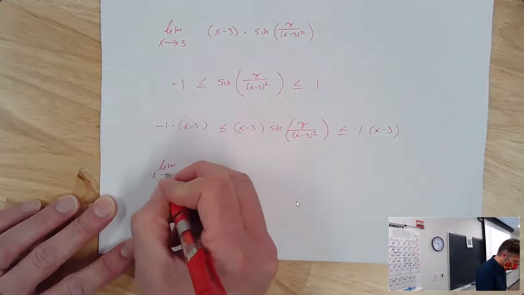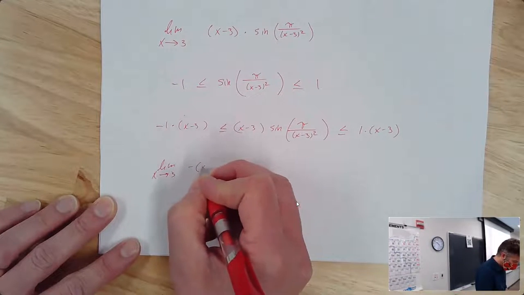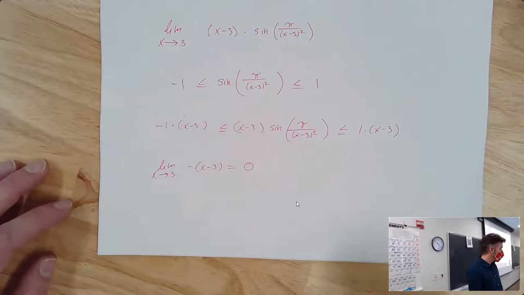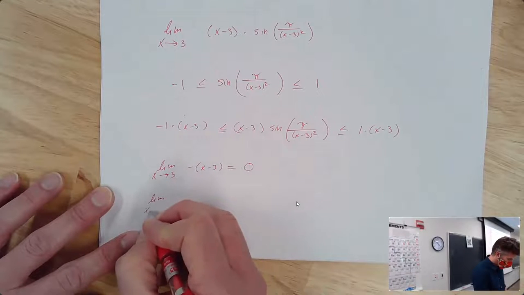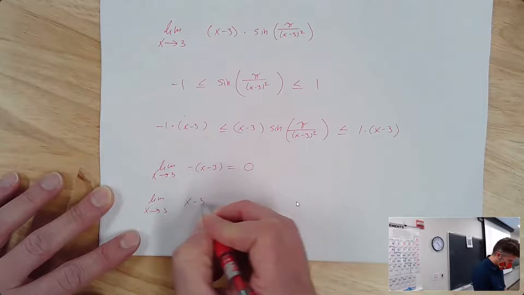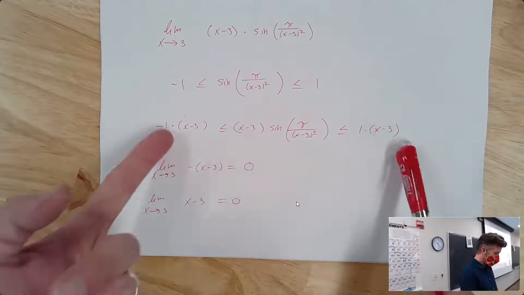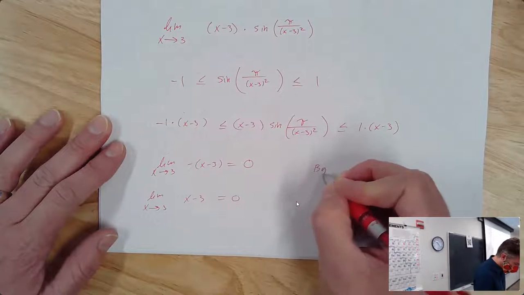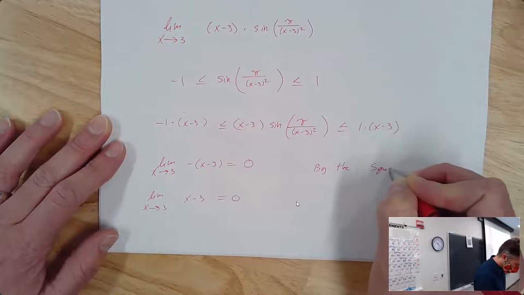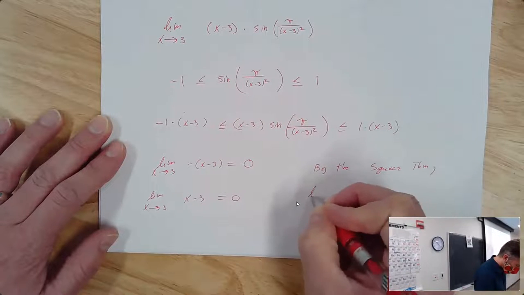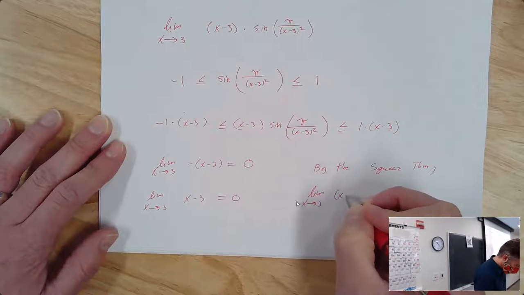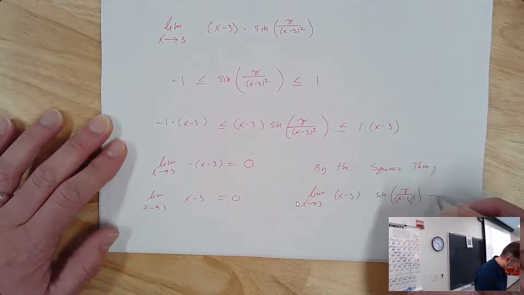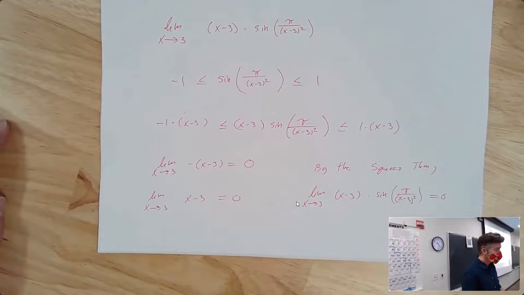The limit as x approaches 3 of negative x minus 3 is going to be 0. Right? We just plug in 3. 3 minus 3 is 0. And the limit as x approaches 3 of positive x minus 3 is also 0. And since the limits of those things are the same, then by the squeeze theorem, the limit as x approaches 3 of x minus 3 times sine of pi over x minus 3 squared must equal 0. There's no other choice.